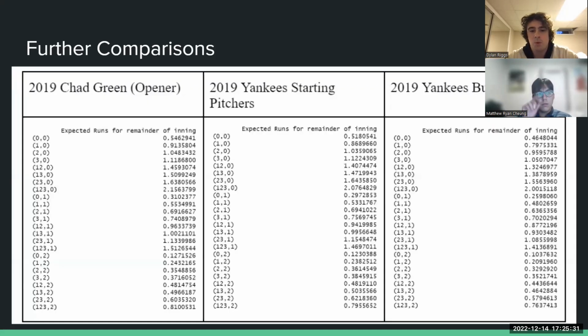And this is an example of what we were just talking about, where you can see the expected runs for the remainder of the inning for Chad Green, the starting pitchers, and the Yankees bullpen in each state of the inning. So with Chad Green, you can see with the bases loaded, no outs, he'd be expected to give up 2.156 runs. If it was the Yankees starters with bases loaded, no outs, they'd be expected to give up 2.076 runs. So while it's not much different, it's slightly worse. So it would decrease your chance of winning by a slight amount.